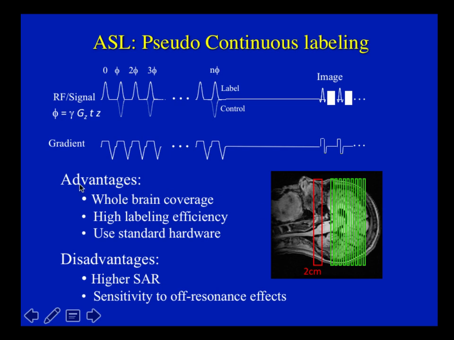The advantage of this technique is that, again, it can provide whole brain coverage with high labeling efficiency, and most of all, it can use standard hardware. It does not need a special neck labeling coil like the experiment I showed earlier, and therefore this method is very popular, and it is the method of choice in ASL imaging these days. The main disadvantage of this experiment is that it can be sensitive to off-resonance effects.